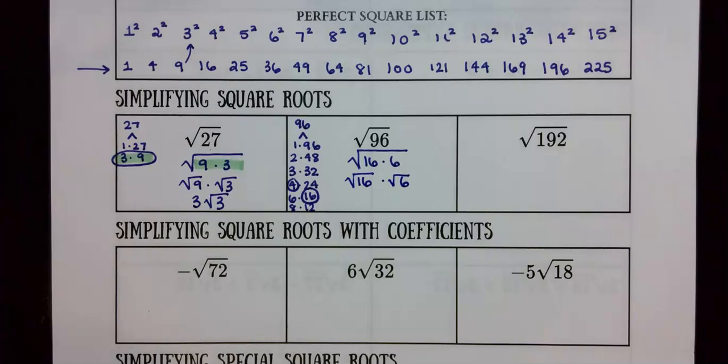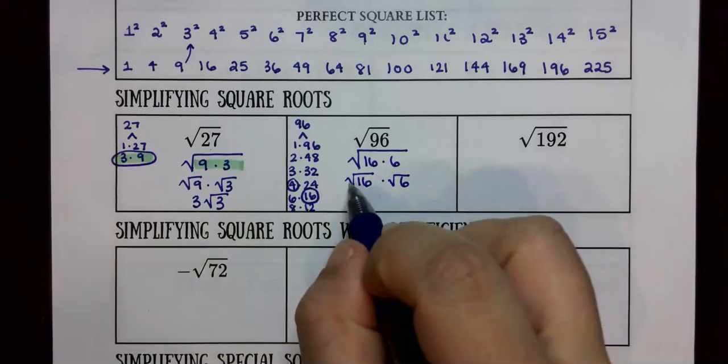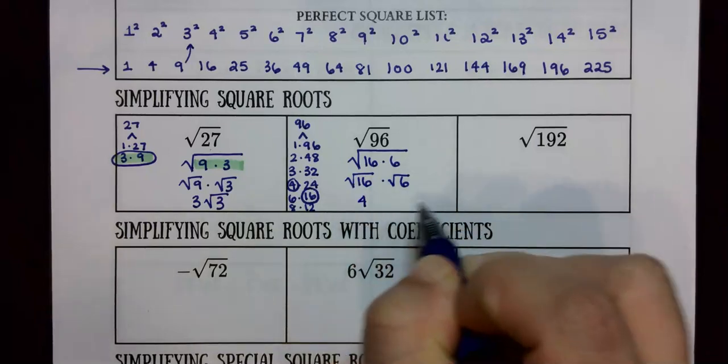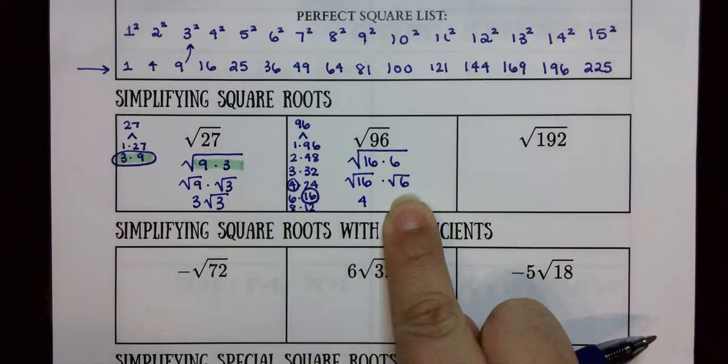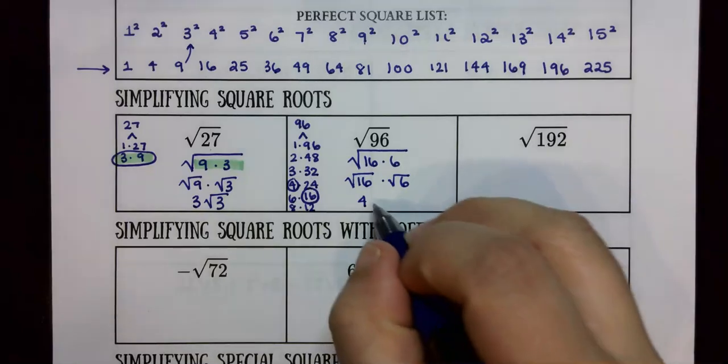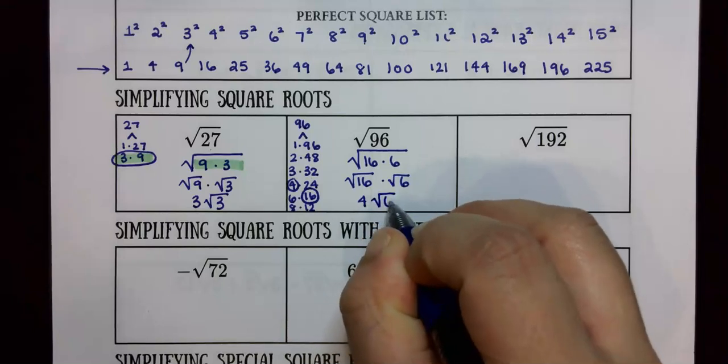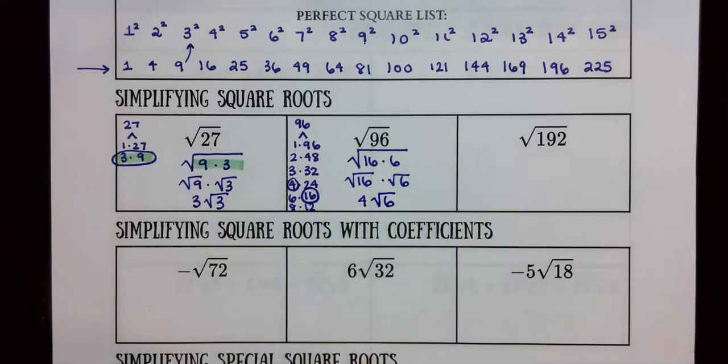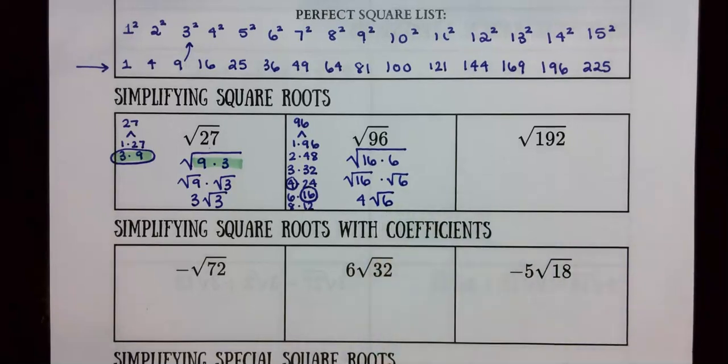Now from here, we know that 16 is the perfect square. We know that 4 times 4 gives us 16. So the square root of 16 is 4. 6 is not a perfect square, so we cannot break it down. And nothing divides into 6 that is a perfect square, so we're just going to bring it down as the square root of 6. And because there's nothing else for us to do here, this is our final answer.